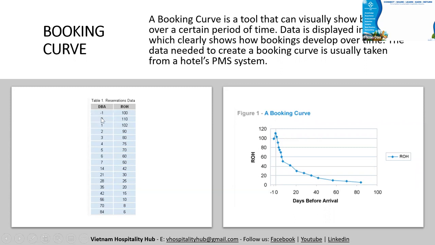The 0 day over here is the check-in day. All right, the 0 day before arrival, 0 is the check-in day. -1 means the day after the check-in day. So that means this is the actual one, the final actual one, and this is on the same day of arrival number.